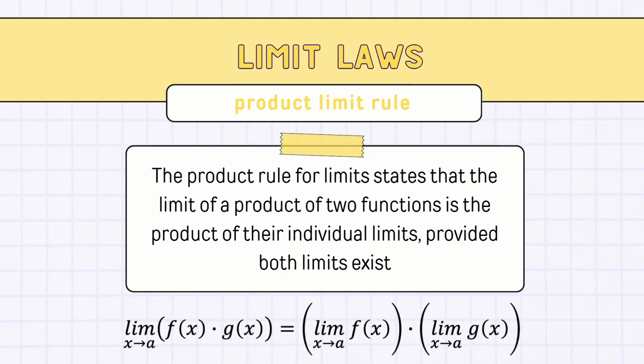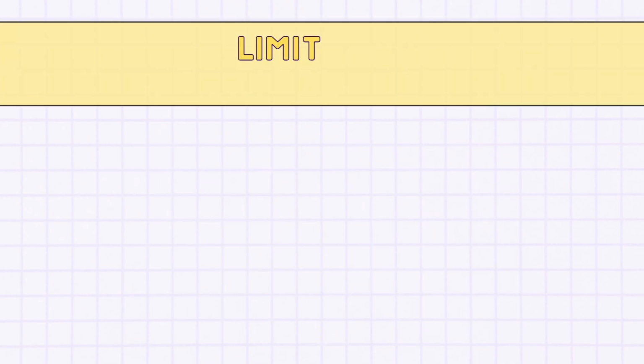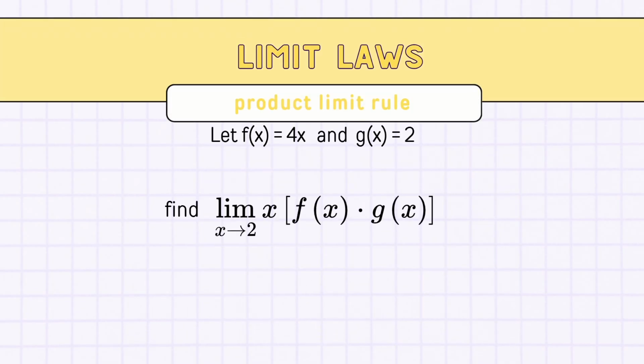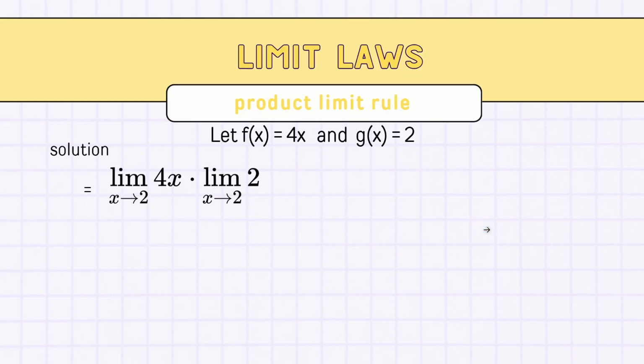Now we have the product limit rule. The product rule for limits states that the limit of the product of two functions is the product of their individual limits, provided both limits exist. So it is also like the sum and difference, but this time it is times, or multiplication. Again, let's have 4x and 2. For the function f of x, we have 4x, and for g of x, we have 2. So we have 4x times 2. It will be the limit of 4x times the limit of 2.